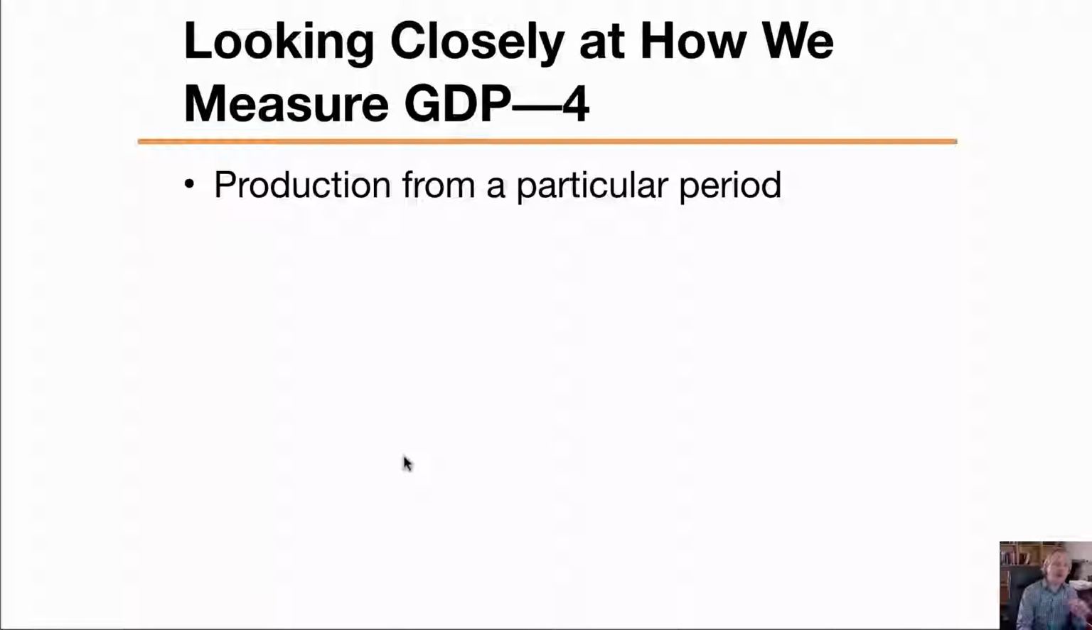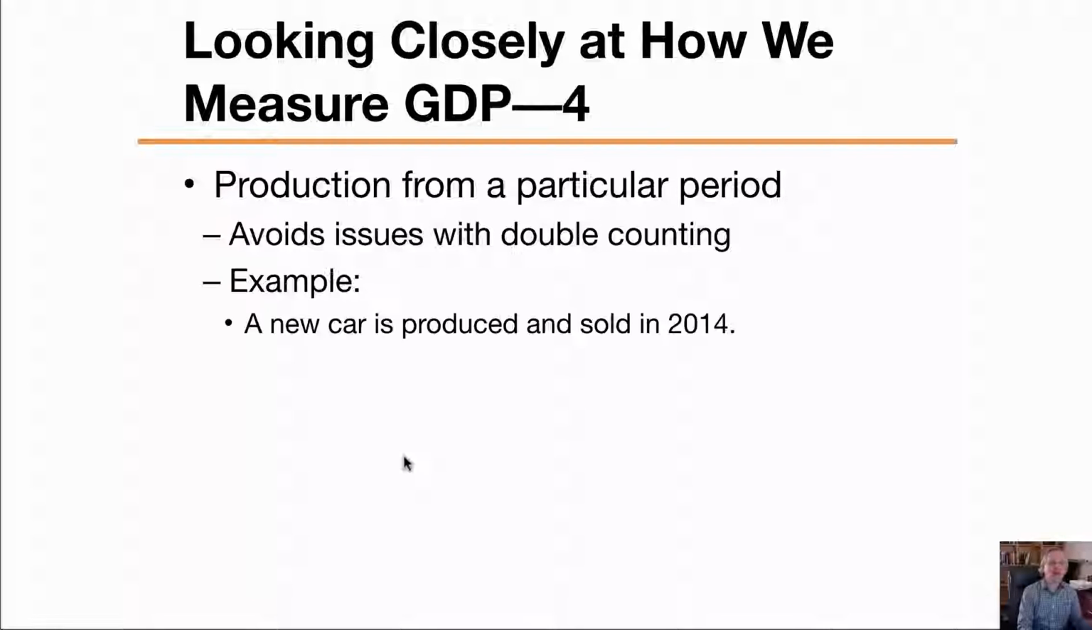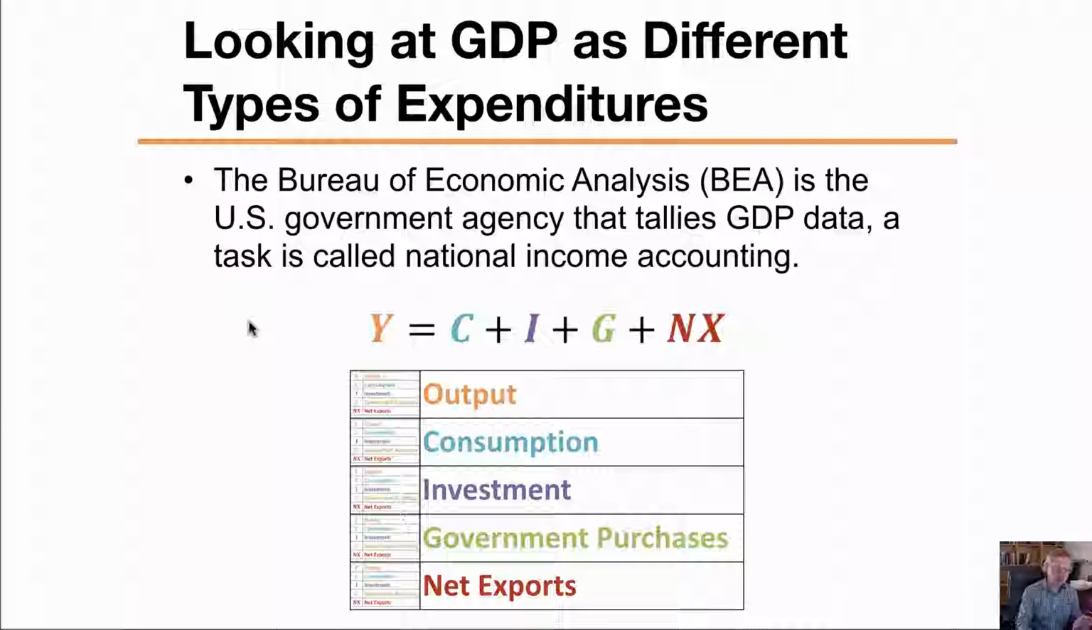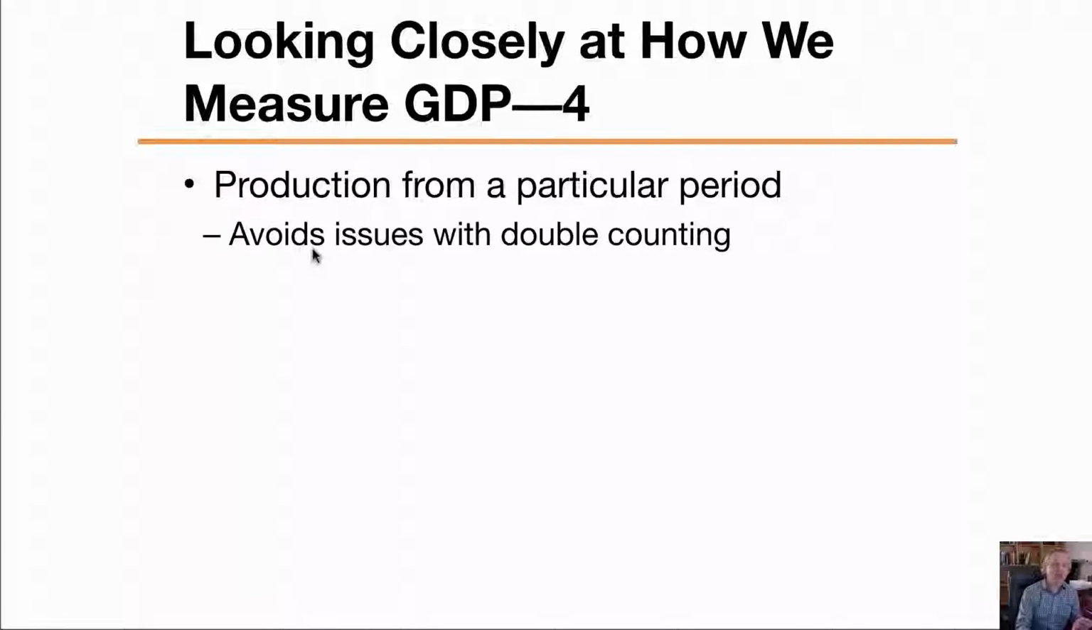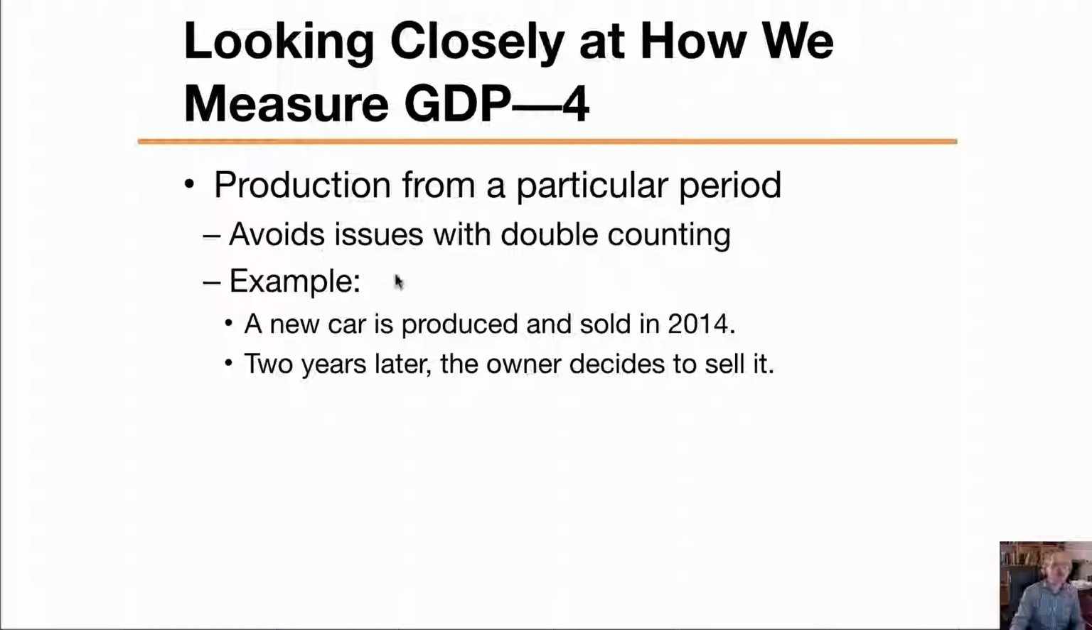Another way that we avoid this double counting problem is that we only look at production in a particular period. So let's say a new car is produced and sold in 2014, and then 2 years later the owner decides to sell it. Well, we're only going to count it once. We're only going to count the value of the car when it's produced and sold in 2014. We're not going to count it again when the owner decides to sell the good later.